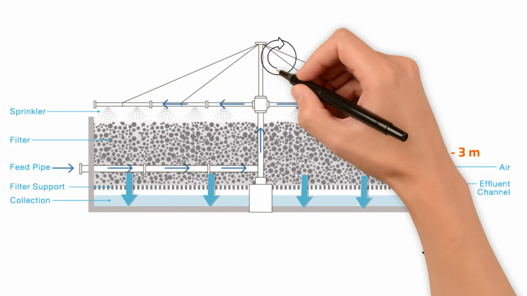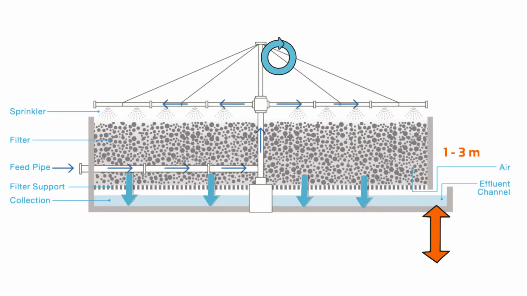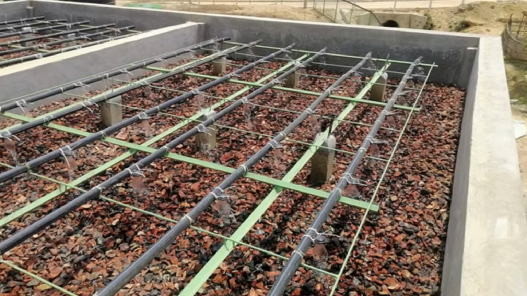A rotating arm evenly spreads the wastewater over the stone's surface. But keep in mind that trickling filters can also be rectangular or square with fixed spray heads. However, the wastewater distribution isn't as uniform in these cases as in the round systems.